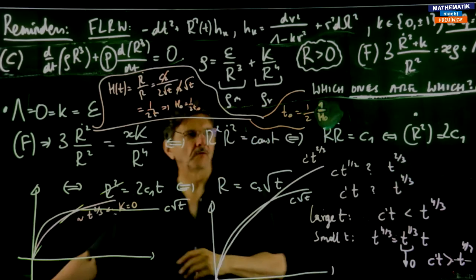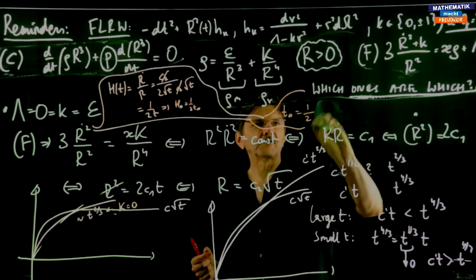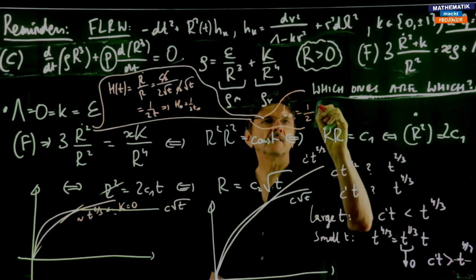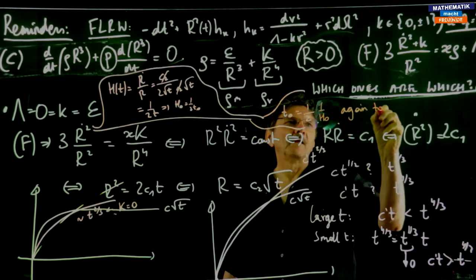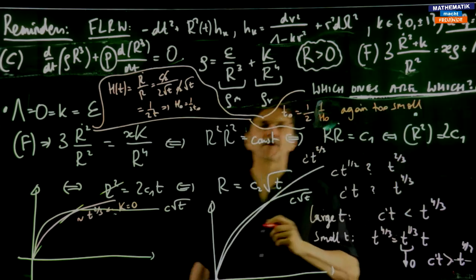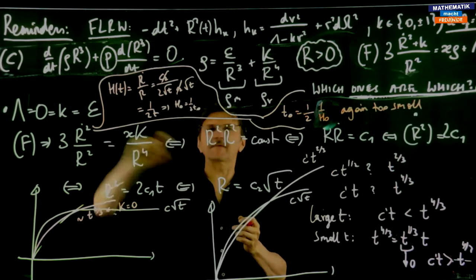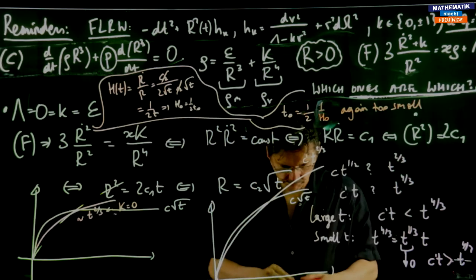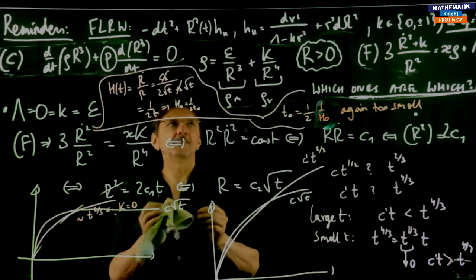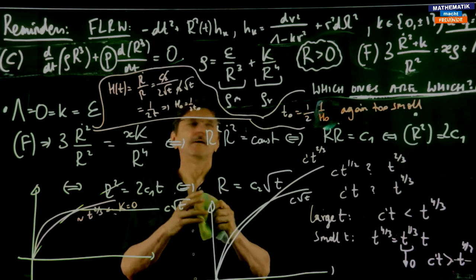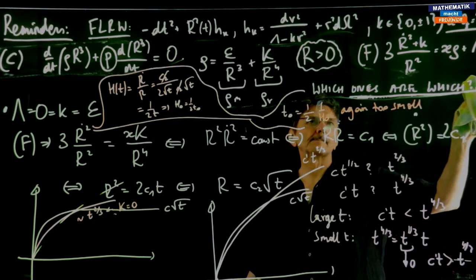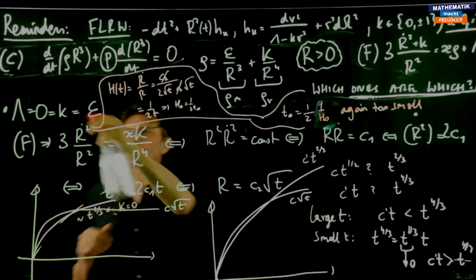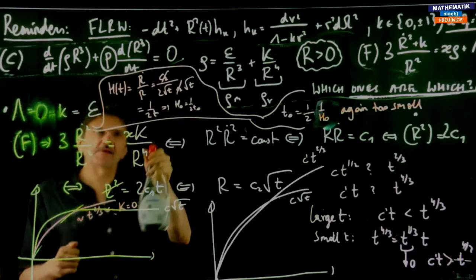And this is again too small, right? 1/H0 was already too small, and this is even worse. So in other words, a universe with lambda equals zero, k equals zero, epsilon equals zero, no way. So we need a mixture of all these, and let's try to understand the general behavior of these solutions then.